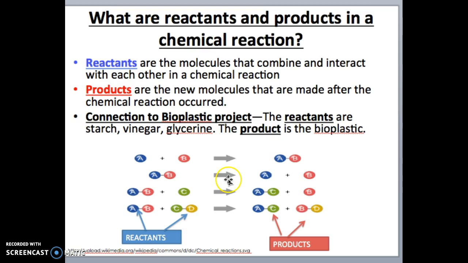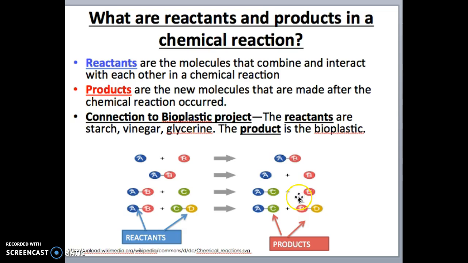Products are new molecules that are made after the chemical reaction occurred. So you can see here in this diagram, we have A and B, the reactants, combining to form this new molecule or the product where A and B are combined together. Similarly, over here we have A and B as one molecule combined with C, which is another type of molecule or atom. These are the reactants, and that reacts to form a new molecule where A and C are connected and B is left as a separate molecule.